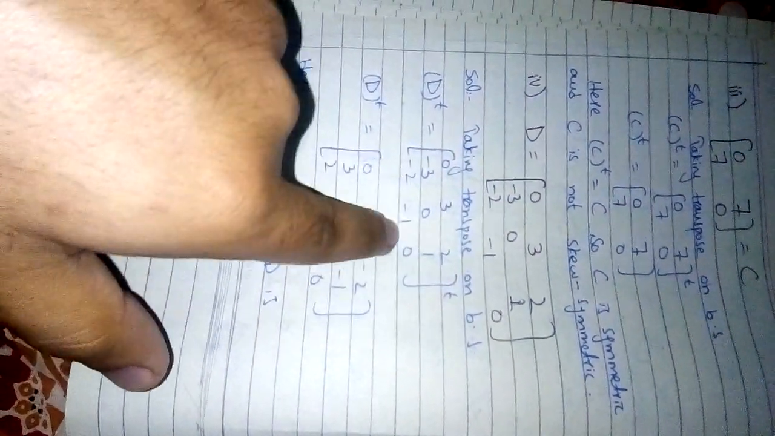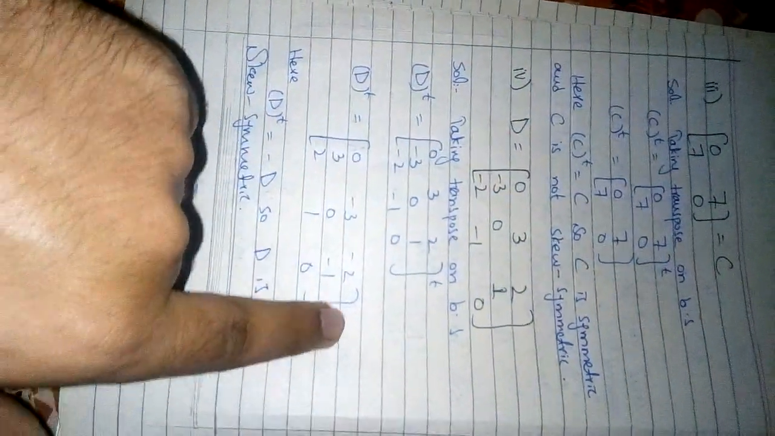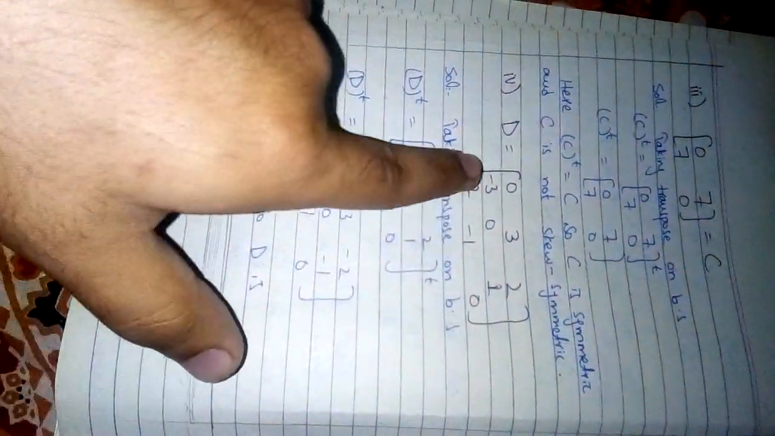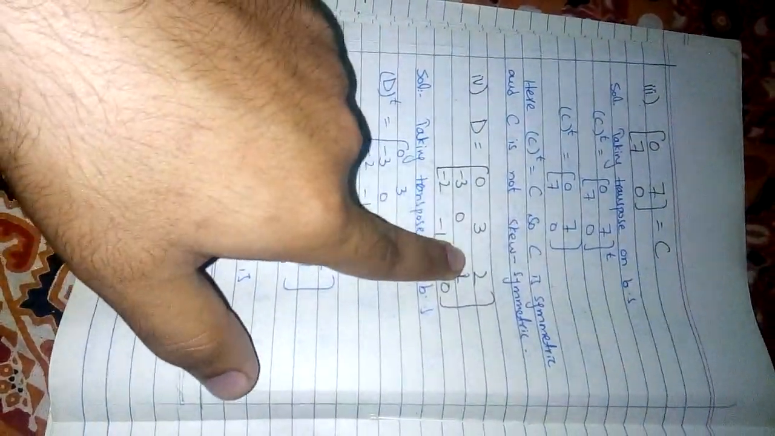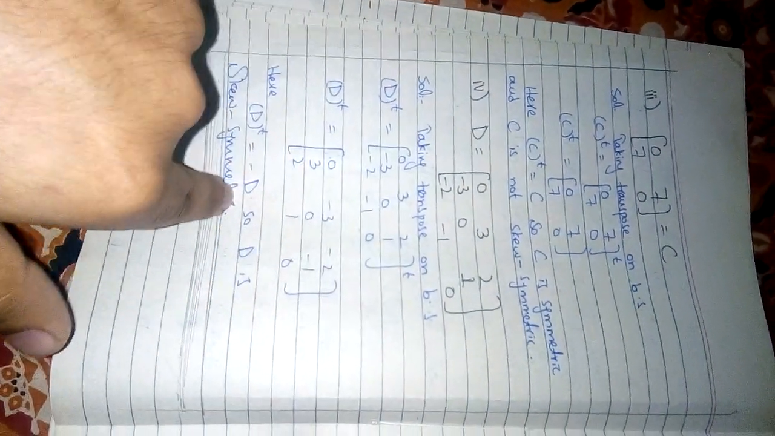Taking transpose on both sides, when I apply it, the first row will change into the first column, second into the second column, third into the third column. Now I will compare the solution matrix with the original matrix. 0, 0, positive 3, negative 3, 2, negative 2, negative 3, positive 3, 0, 0, 1, negative 1, negative 2, positive 1, negative 1, positive 1, 0, 0. So the signs are interchanged. Positive 3 is converted into negative 3, negative 3 is converted into positive 3, so D transpose is equal to negative of D, so D is a skew symmetric matrix.